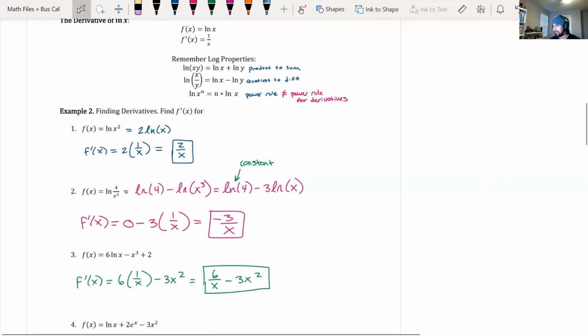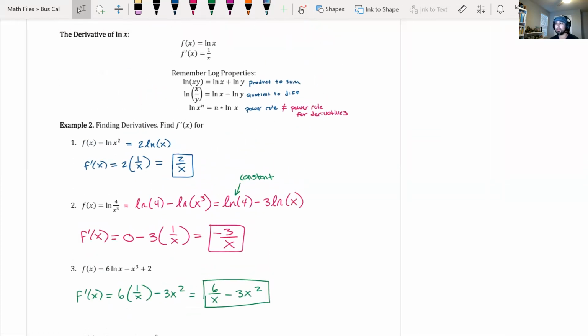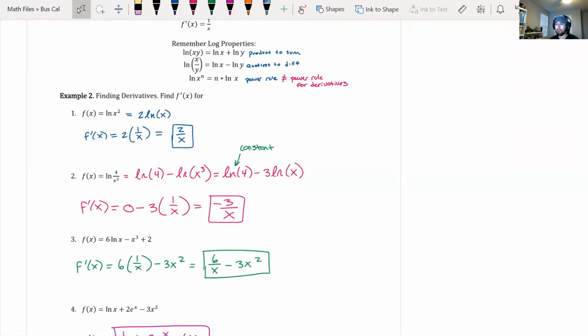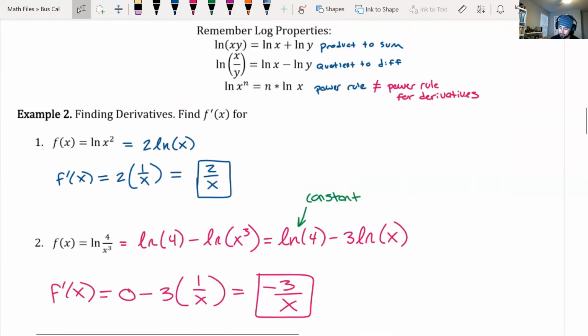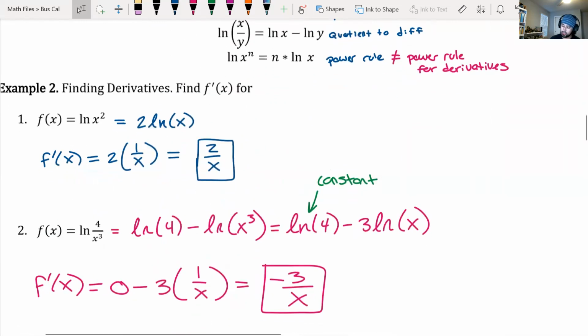I have a question. Go ahead. The only one that kind of confused me was number 2. I got kind of lost. Do you mind just running through it one more time? Yeah. So number 2. We can't take the derivative in this form, right?